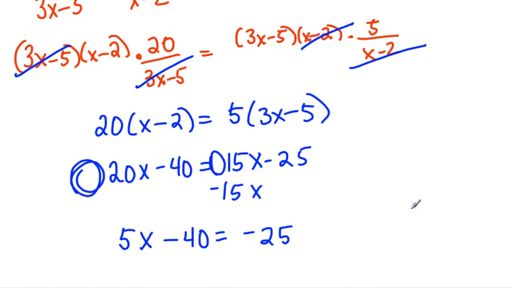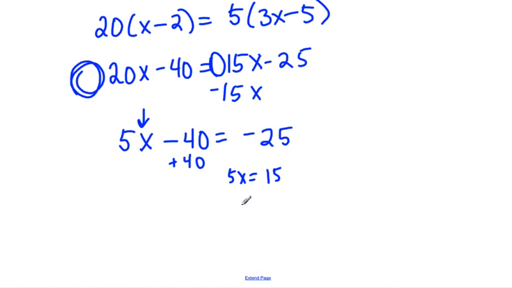Then what would you do? Add 40 because you're trying to get that x by itself. Add 40 and then divide by 5. Once you add 40, you would get 15, and then you would divide by 5. Did I get x equals 3 a while ago?